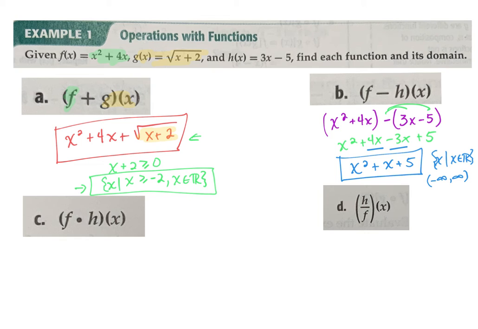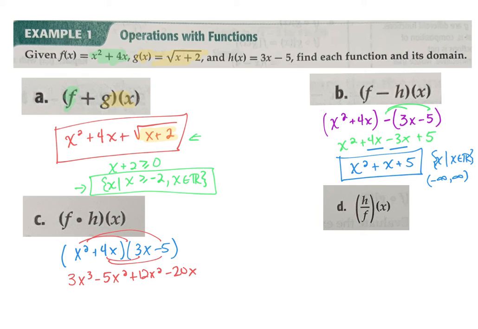All right, look at the next one. They want us to multiply f and h. So now they want us to multiply x squared plus 4x and 3x minus 5. How do we multiply that? What method do we use? Yeah, distribution or FOILing. So we're going to distribute the x squared. That's 3x cubed minus 5x squared. Distribute the 4x. That's plus 12x squared minus 20x.